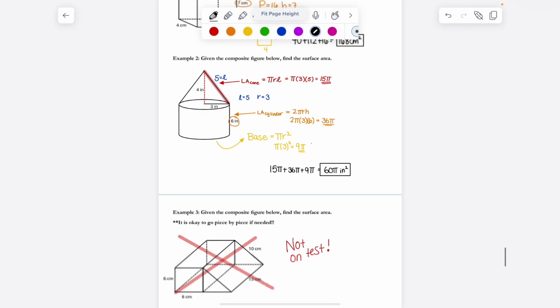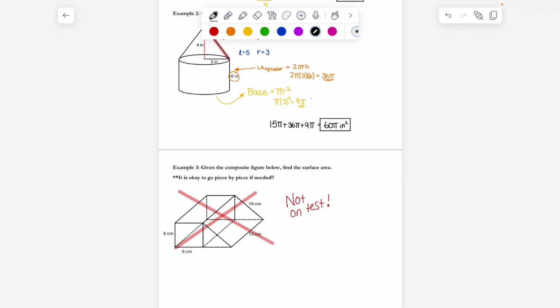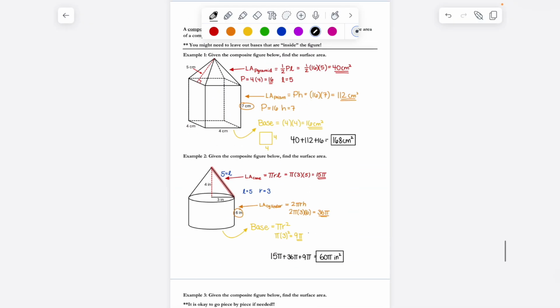Okay, so if you wanted to try the next one, you could, but again, it's a little bit harder. You kind of have to go piece by piece, and it's not on the test. So I wouldn't worry too much about it. The one that's going to be on the test is very similar to one of these two. Okay, so if you want to pause this video and copy anything down that I went too fast, or if you want to rewind and rewatch, you can.